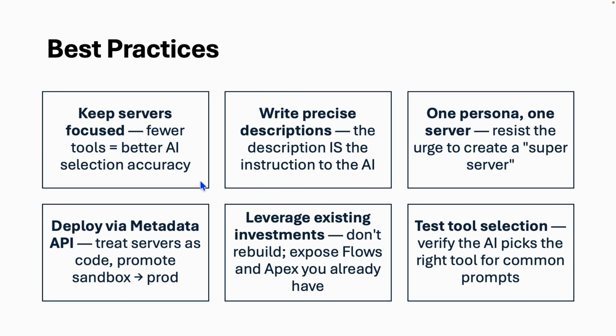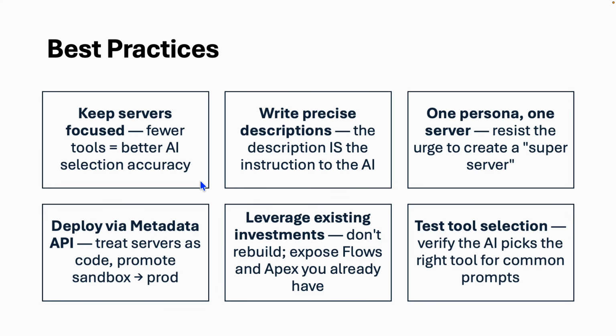Second one, write precise tool descriptions. I cannot emphasize this enough. I have iterated this multiple times in my Udemy course as well. The description that you write for each tool or action is literally the instruction that the AI uses to decide when to call it. Ideally, you should spend a good amount of time here. Be specific, include what the tool does, what input it expects, and when it should be used versus the alternative.